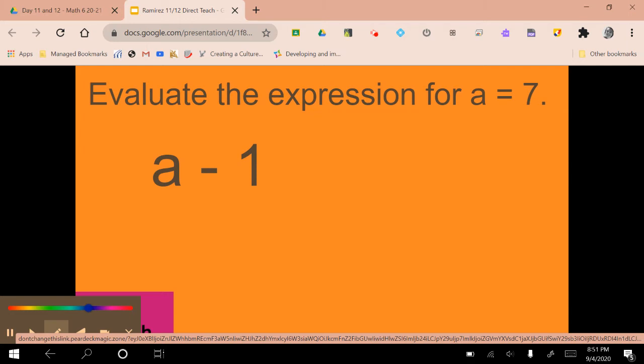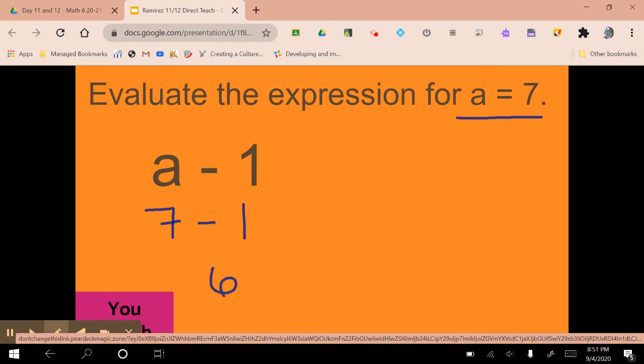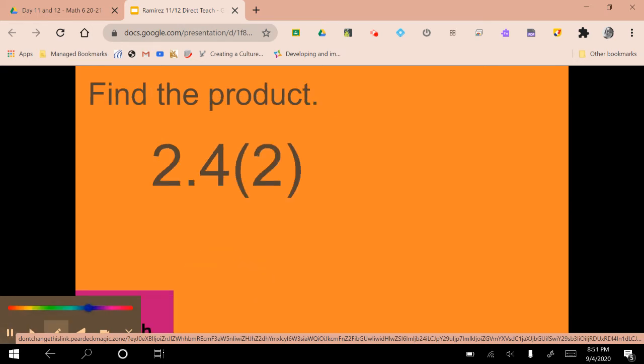Let's try one that looks a little different. Evaluate the expression for a equals 7. We know that a is equal to 7 and our expression says a minus 1. I'm going to rewrite it and instead of writing a, I'm going to write 7. 7 minus 1. 7 minus 1 is 6. So I evaluated and my answer is 6.